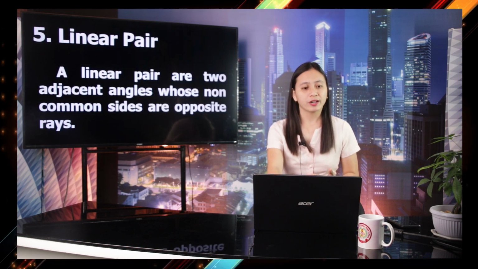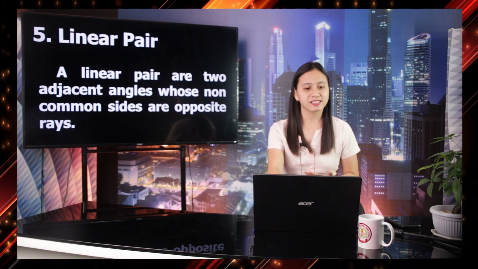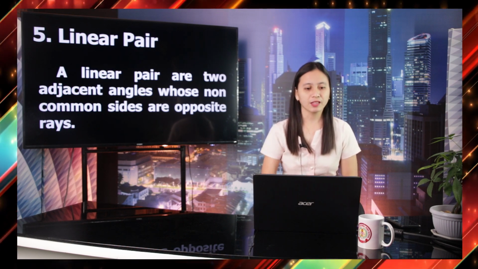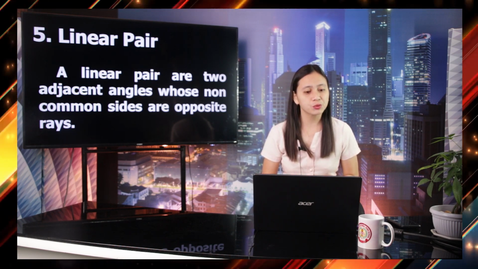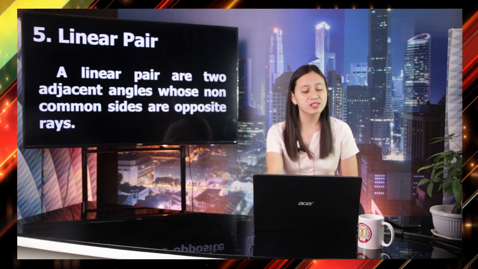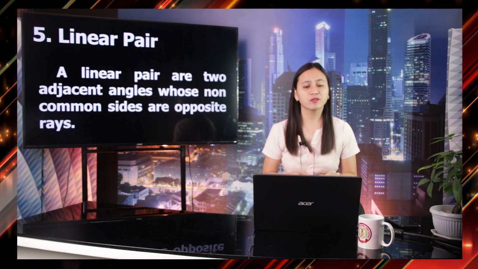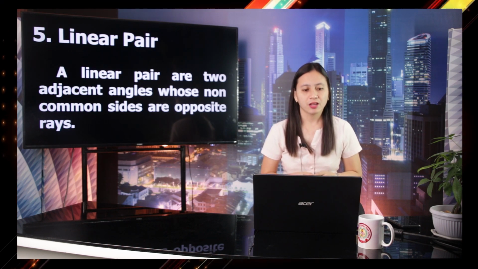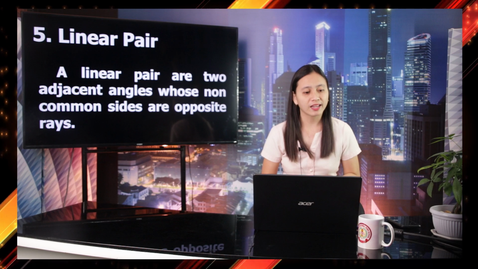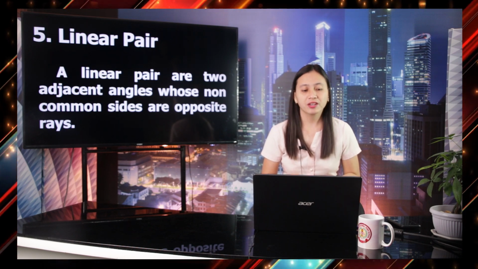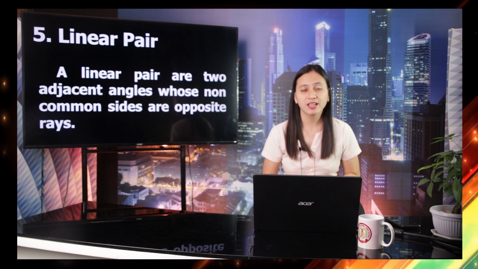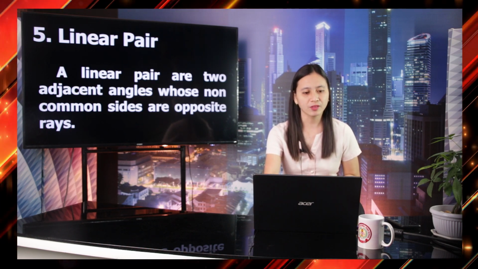The fifth angle pair is the linear pair. A linear pair is two adjacent angles whose non-common sides are opposite rays. Now, we have to take note here that the two angles should be adjacent and the non-common sides must be opposite rays. For example, we have angle ABC and angle CBD.